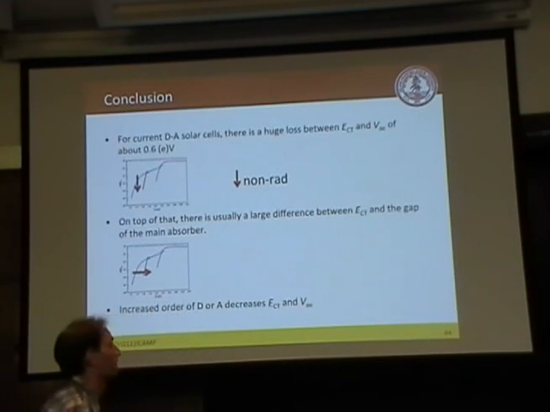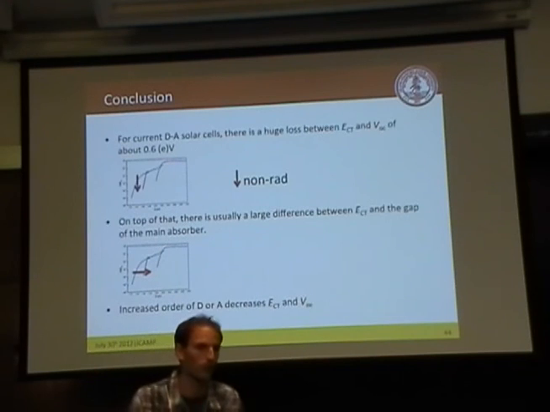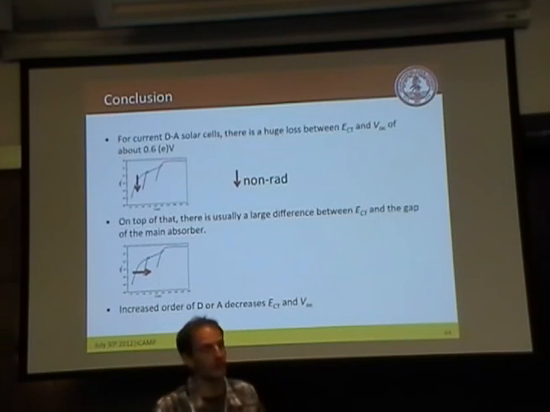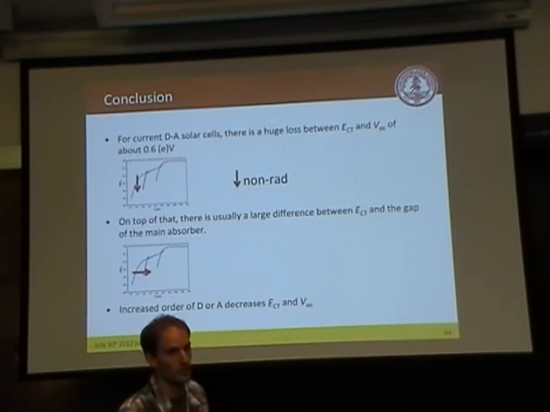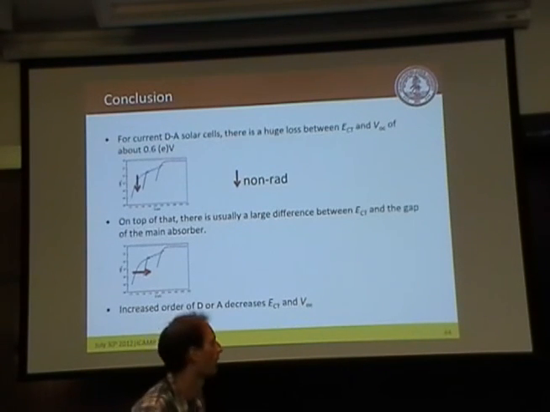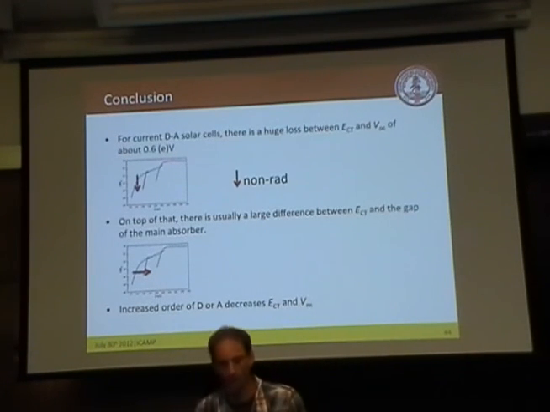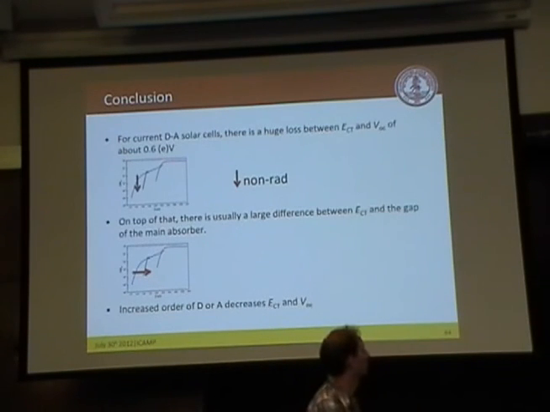So remember that, for the current donor-acceptor solar cell, there's a huge loss between the energy of the CT state and the open circuit voltage. It's 0.6 volts. And we know more or less where it comes from. We have some techniques to identify it. We don't know much about non-radiative recombination. We know if you push down the intensity, you can increase your voltage a bit. But I don't know if going to less interface is the way to go. Well, if you have high exciton diffusion lengths, it's maybe a good idea.